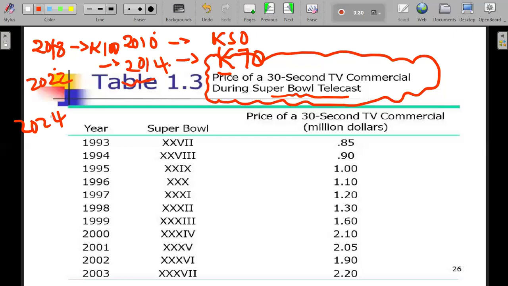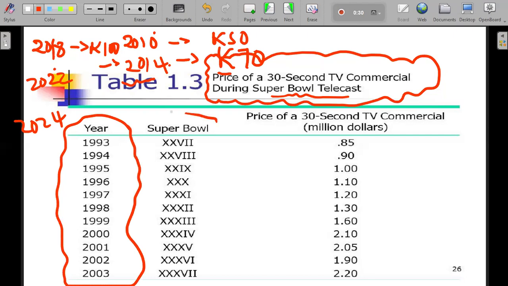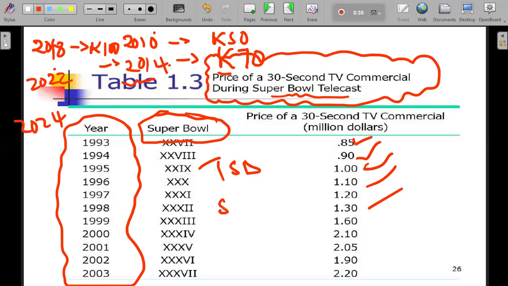So it will be the same element, but different what? Different time. From this example, the years here are different, but the element is just the Super Bowl, and the prices of these commercials are different depending on the year. So for time series data we have same element, different time, and for cross-sectional data we have different elements, same time. That's the difference there. I hope you've understood this.